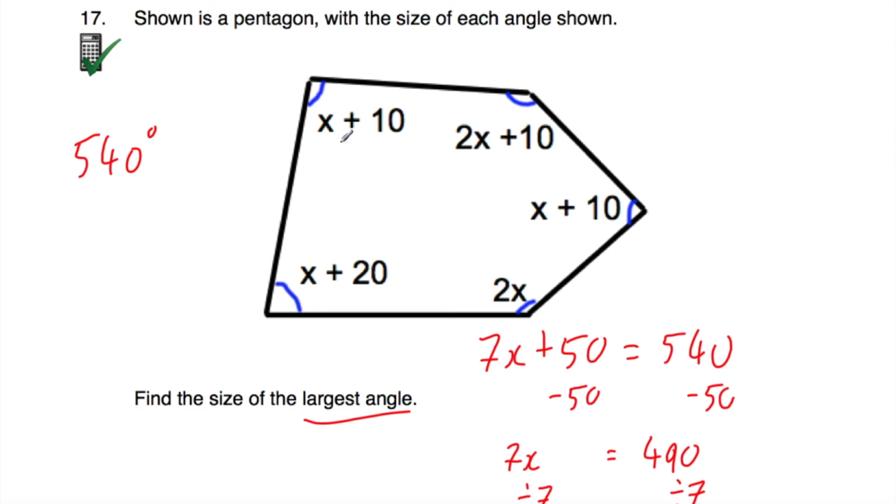I'm just going to go to blue ink here. So x is 70, so that means that this would be 80 degrees. X is 70, so this is 90 degrees. X is 70, so that's going to be 2 times 70 is 140, so that's 150 degrees. X is 70, so if you add 10, that's going to be 80 degrees. And 2x is going to be 140 degrees.